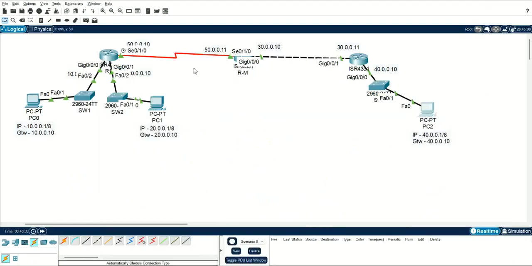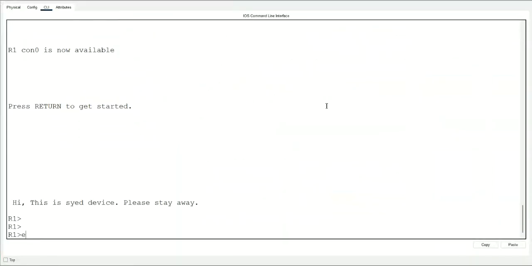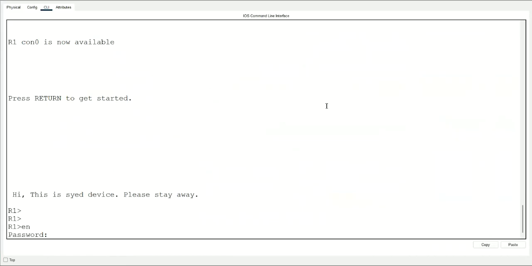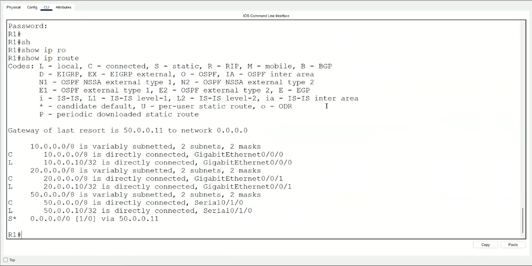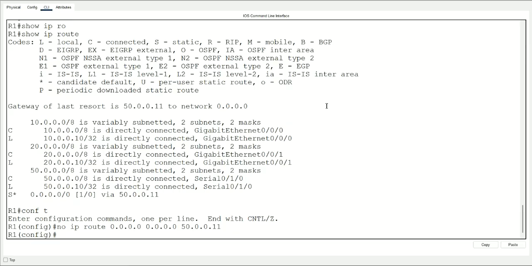You see, I'll go to the first router and I remove the static route, the default route which we already have. CISCO, show IP route. This is the default route we have. No IP route, any network, any subnet mask, 50.00.11. I removed it because I do not know it. So instead what I write is IP route, any network, any subnet mask, send it out via serial 0/1/0. You understood?